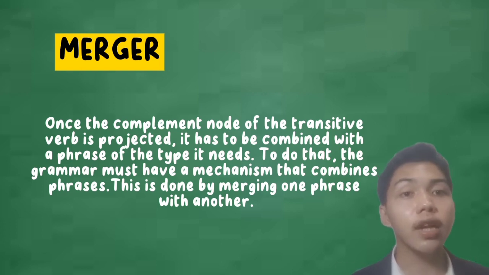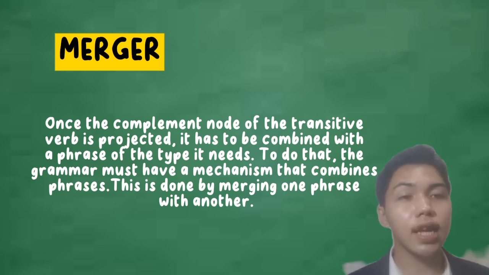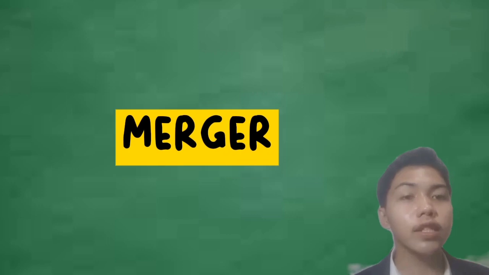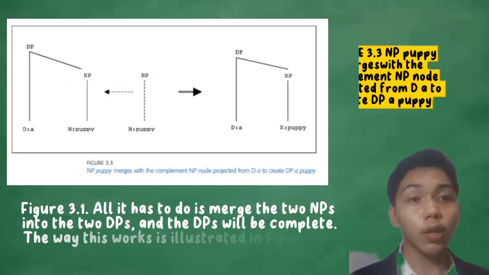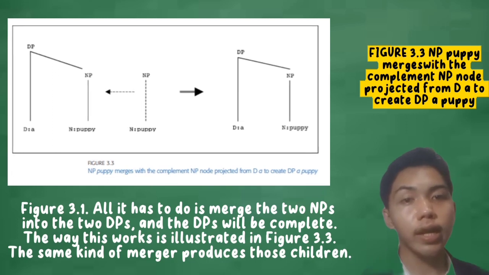To do that, the grammar must have a mechanism that combines phrases. This is done by merging one projection with another. Each of the determiners in our example, those and a, projects a determiner phrase and needs a noun phrase as its complement. The grammar has already projected the two nouns. So that is figure 3.3.